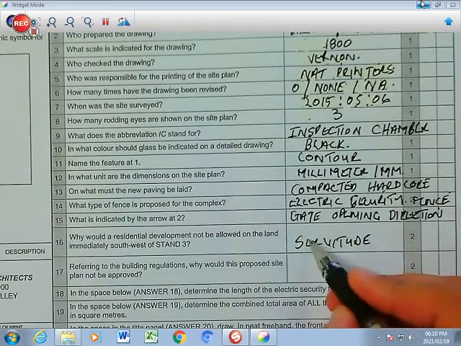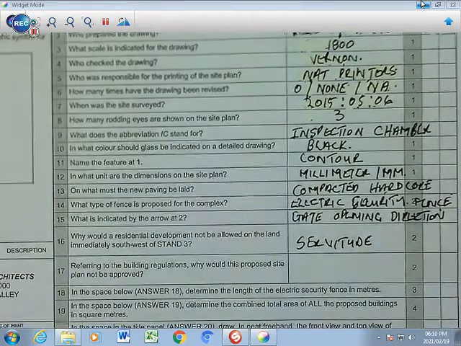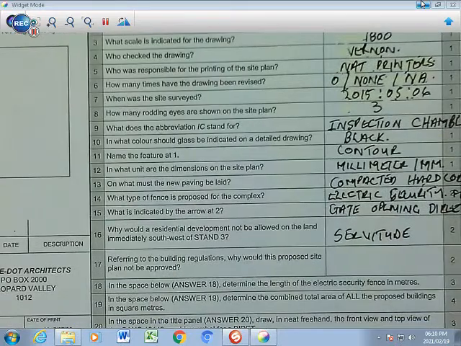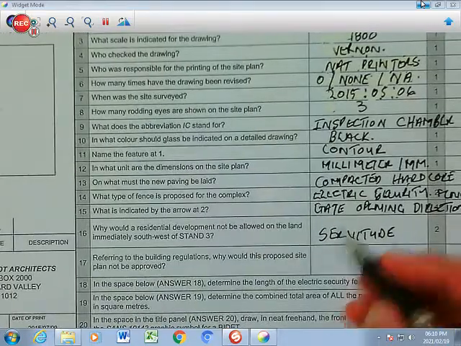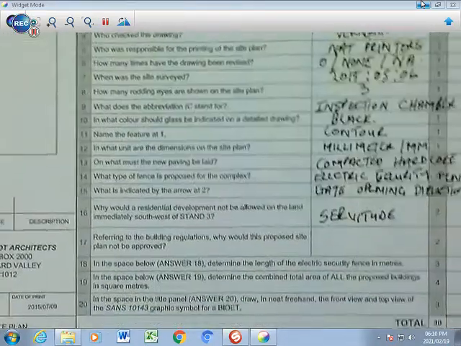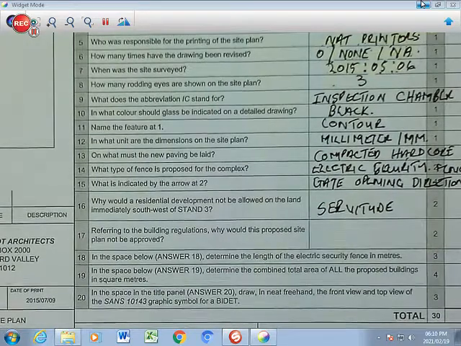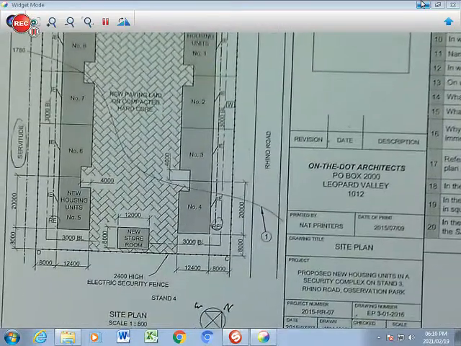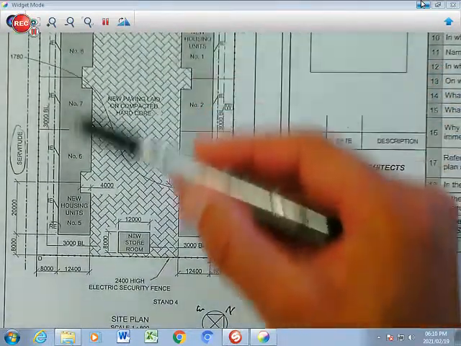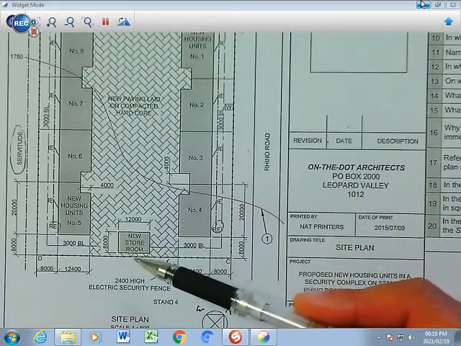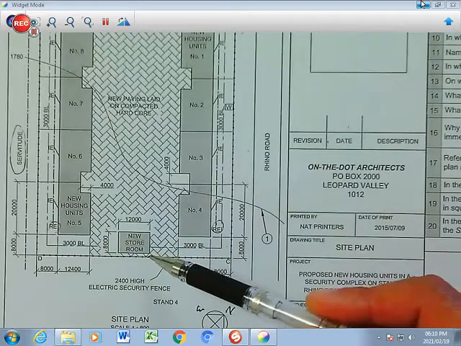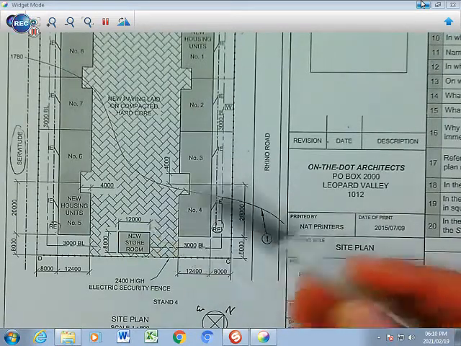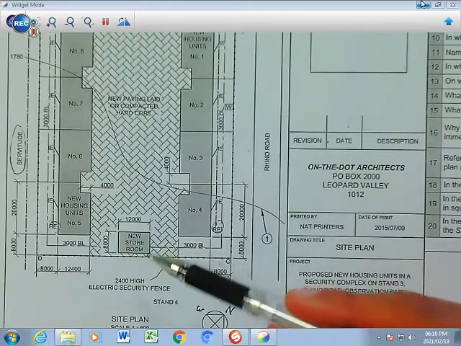Now, a servitude is a piece of land which belongs to the municipality, and there would normally be pipes and parks and all sorts of municipal items on that piece of land. Referring to the building regulation, why would the proposed site plan not be approved? If you scan here, you're going to find that everything is perfect except the new storeroom, which is slightly over the building line. Everything should be within the building line, and that is the reason why.